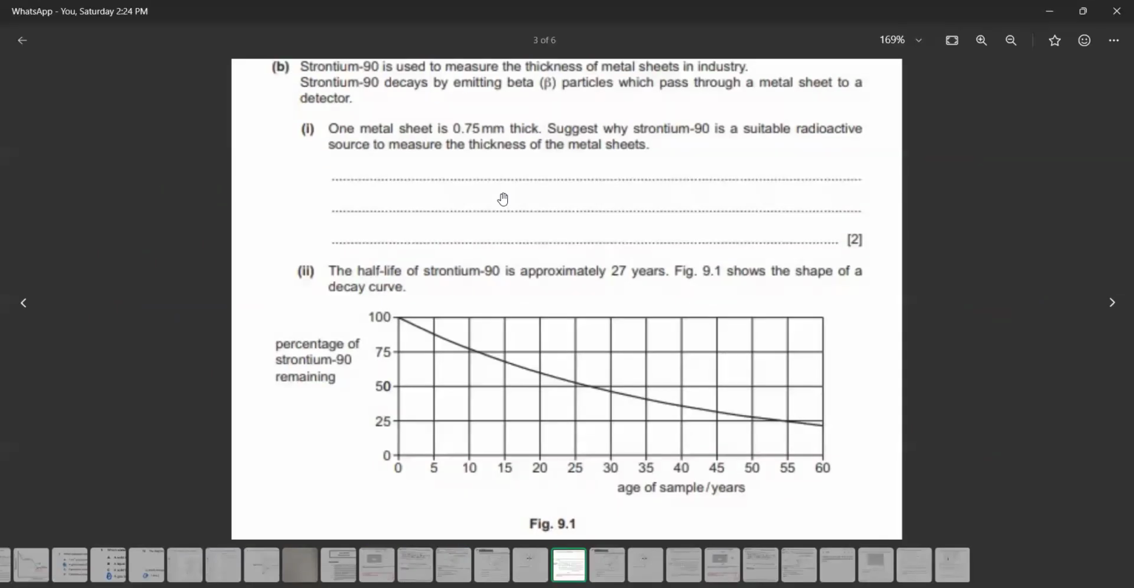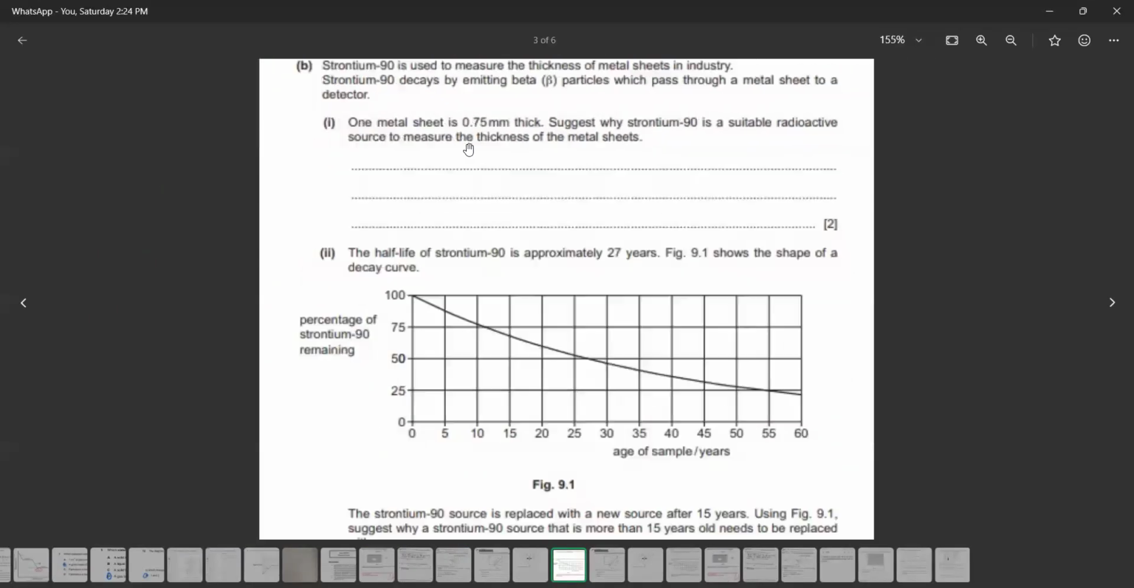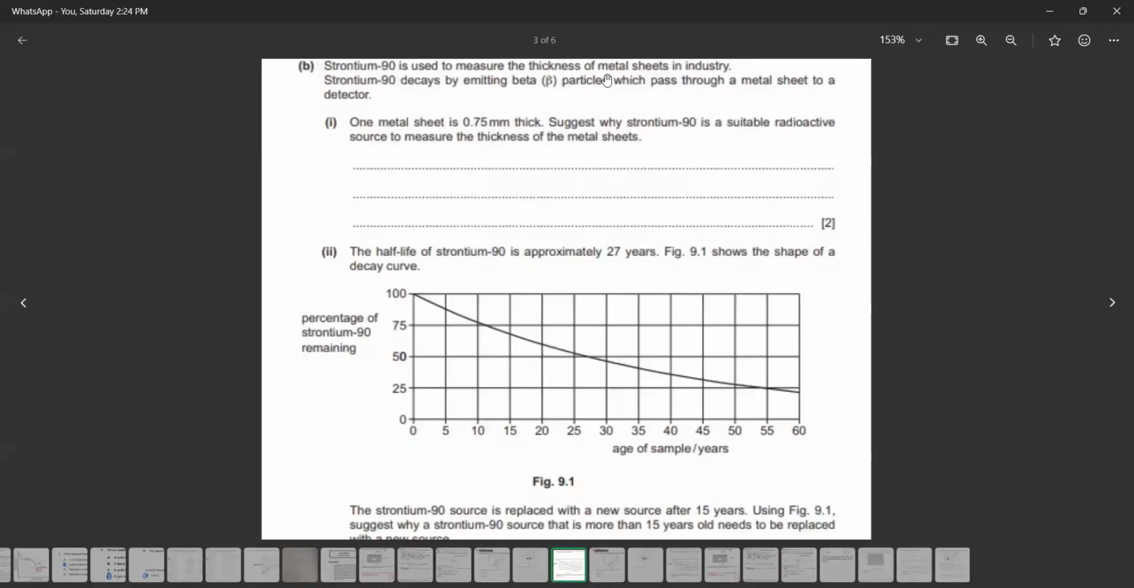That last second. 930. Strontium 90 is used to measure the thickness of a metal sheet in industry. The strontium 90 emitted beta particles which pass through a metal sheet to a detector. So what we are doing, like we have a radioactive source there, and we have a metal sheet, and we have the detector. Okay, and we are using strontium 90 as a source here.